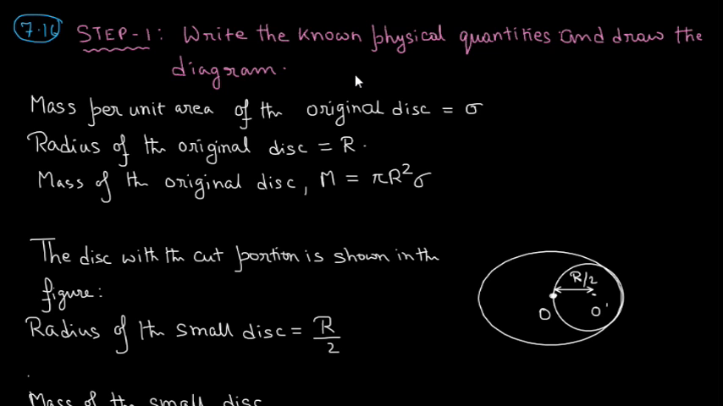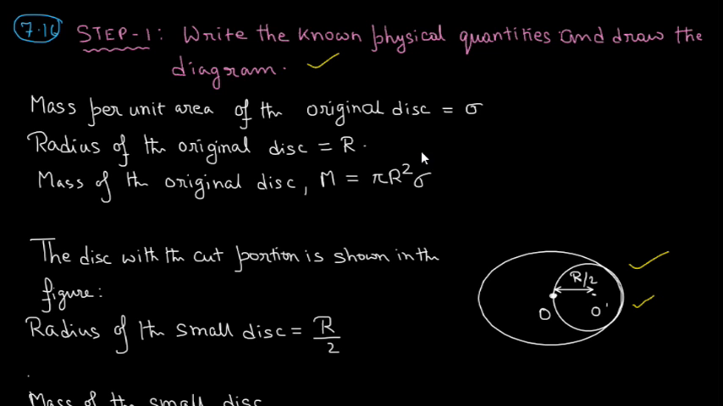So, step 1. Write the known physical quantities and draw the diagram. So, here we have drawn the diagram. This is the circular disc, the bigger one, and the smaller one is cut out. Smaller portion of disc is cut out from the bigger disc.